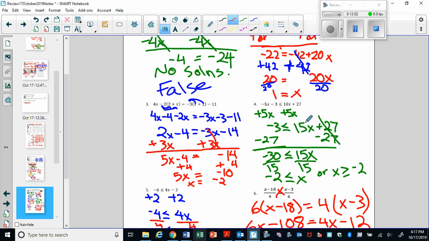Now for number 4, add 5x. And we subtract 27. And then divide both sides by positive 15. So it's negative 2 less than or equal to x, or x is greater than or equal to negative 2. Here, we did not have to do any switching of the inequality.